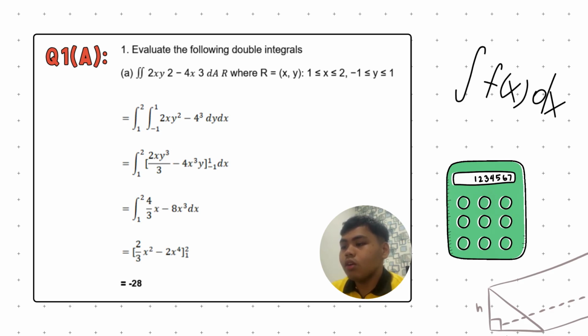So from that, we have to use the double integral. The first step is to integrate with respect to dy, with the y values of 1 and negative 1. Then we substitute the values 1 and negative 1 back into the equation, and integrate one more time with respect to dx. From that, we get the final answer, negative 28.